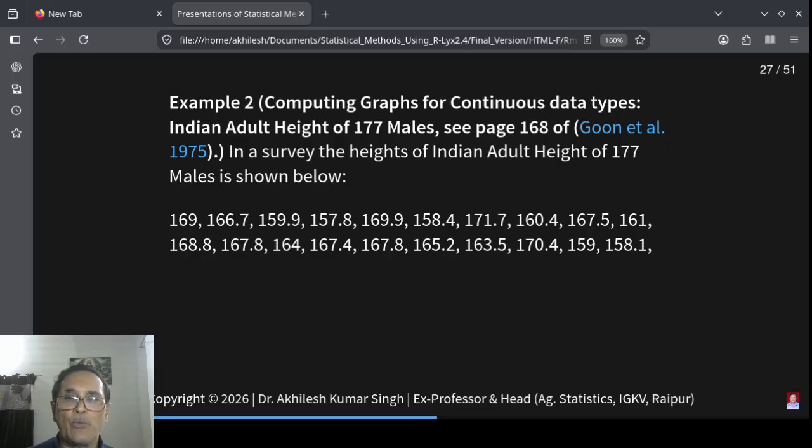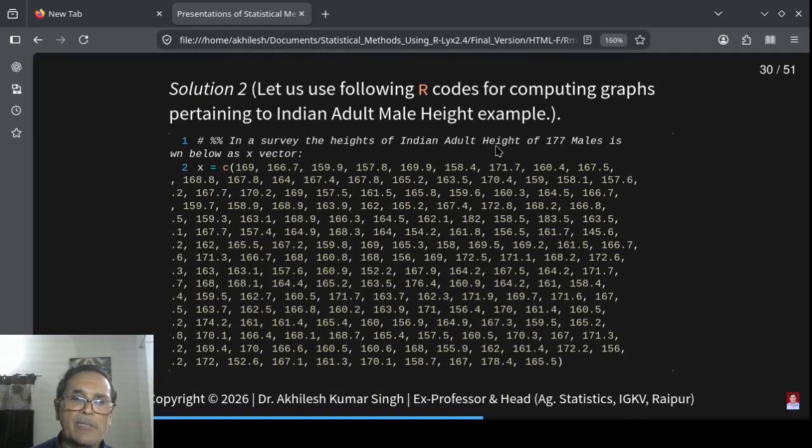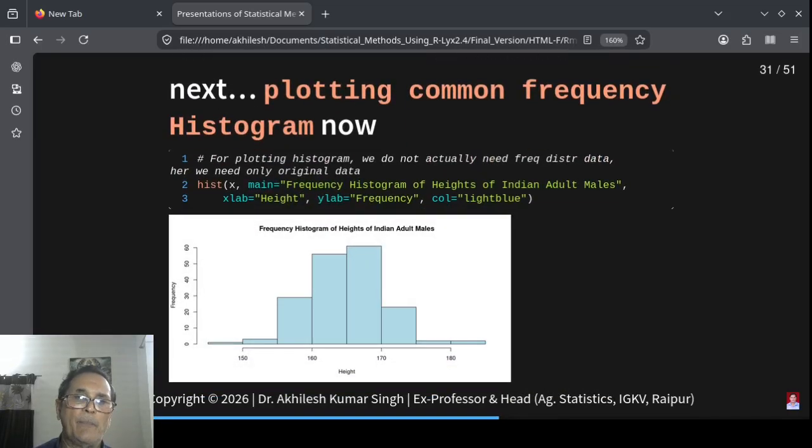Let us now compute for the Indian adult height of 177 males. This is continuous data, a very standard one. We have already taken this data many times, and this time also we shall be taking it. Now I have plotted the histogram. How? This is very simple. A histogram is plotted by the hist function, and it takes the original data.